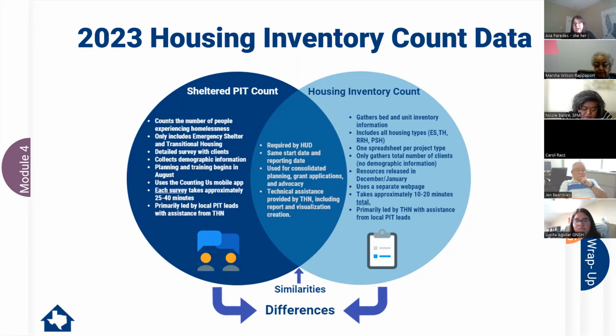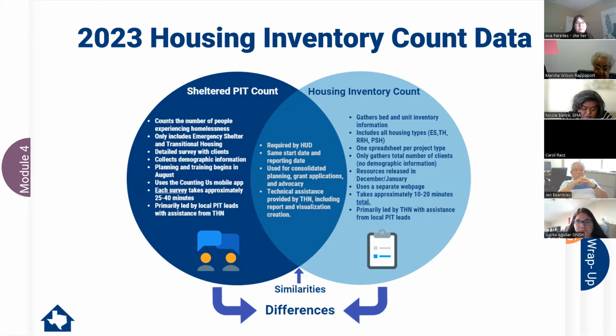So a pretty simple way to think about these two counts, the point in time and the housing inventory, is that the point in time measures people, whereas the housing inventory count measures housing. And when you look at them both together, it demonstrates the scope of homelessness in our areas, as well as our capacity to respond to the homelessness crisis.